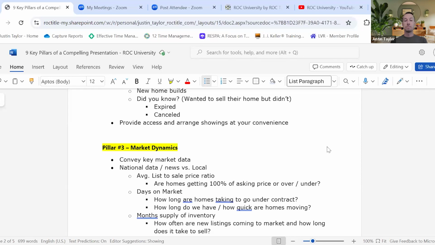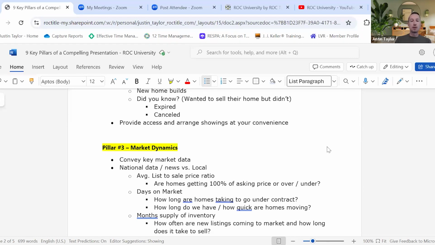Okay. Days on market matter. How long do we have? And how quick are homes going to be moving? Month supply of inventory. How often are new listings coming to market? How long does it take to sell? Why is that important? Well, if inventory is super low, we're probably going to get creative. How long does it take to sell? Again, this kind of goes hand in hand with days on market.